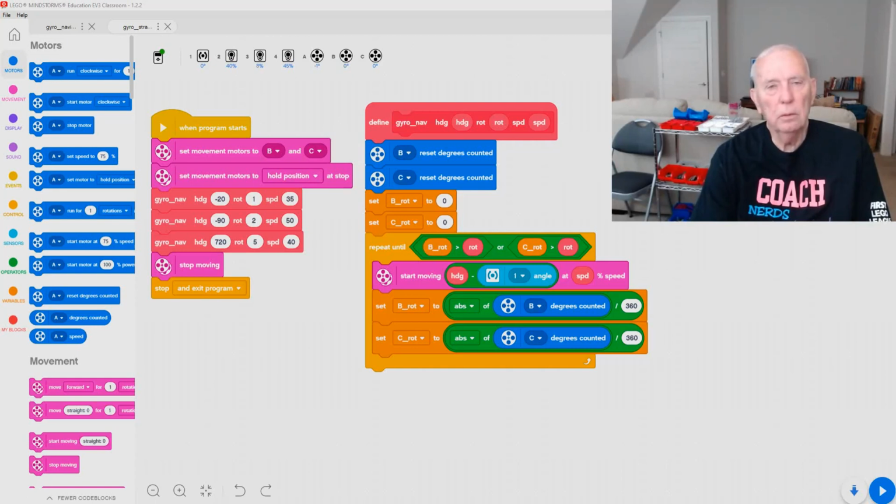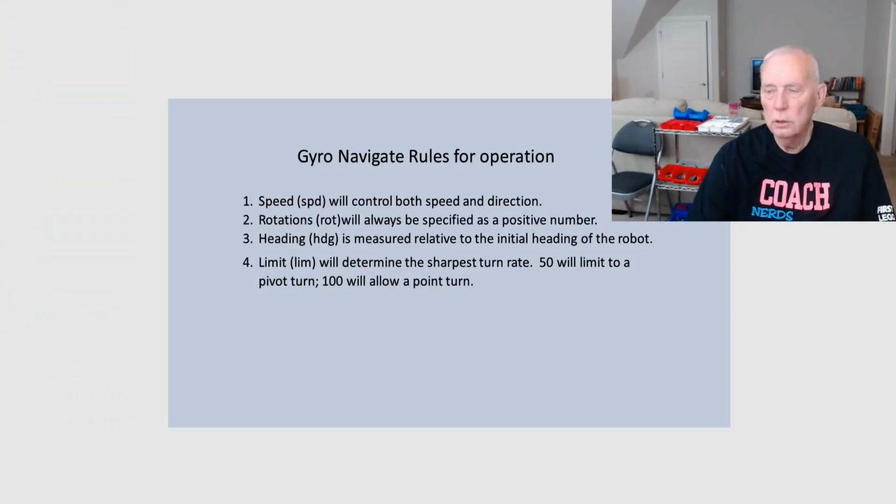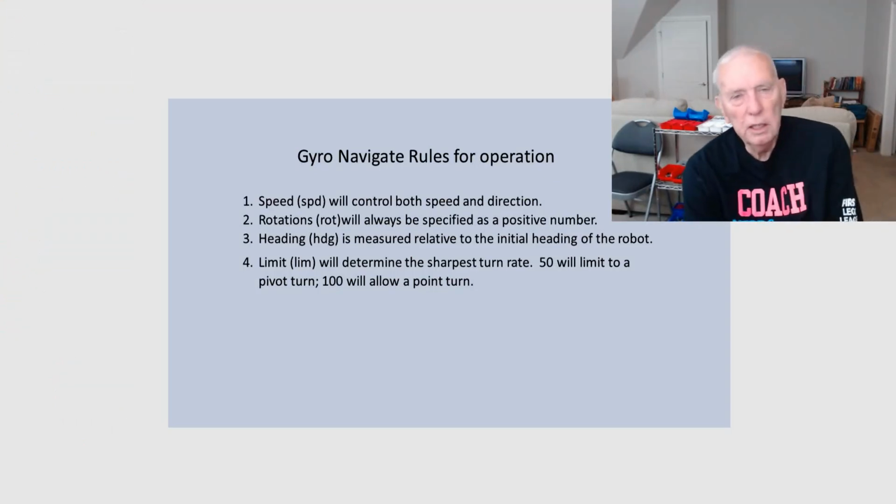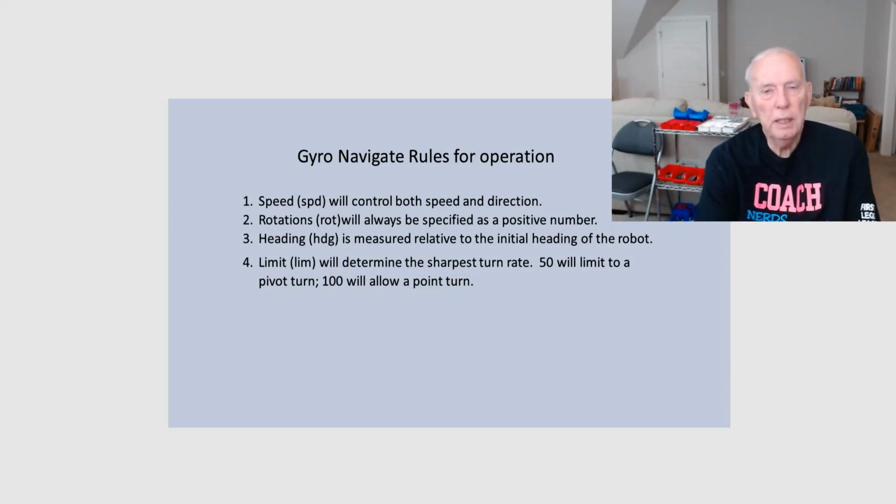Now there will be some rules on how this works, so I'm going to put the rules up briefly here as to how this will work, and then we'll modify it, and then I'll go over the rules again just to be sure. So here are the rules. The speed will control both speed and direction. So when we add reverse, the way you will tell it to go in reverse is to give it a negative speed. Rotations, for the number of wheel rotations, will always be specified as a positive number. And if the robot is driving the wheels in reverse, the my block will automatically correct for that.